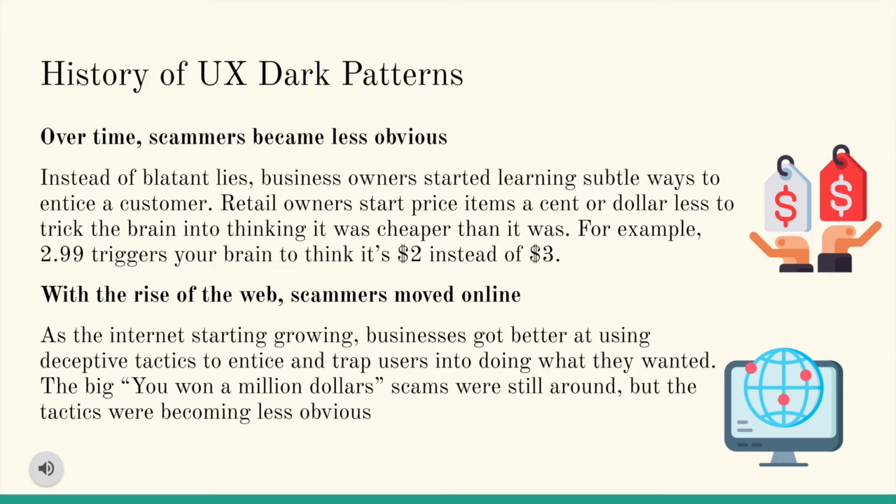Over time, scammers became less obvious. Instead of blatant lies, business owners started learning subtle ways to entice a customer. Retail owners started pricing items a cent or dollar less to trick the brain into thinking it was cheaper than it was. For example, 2.99 triggers your brain to think it's $2 instead of $3.